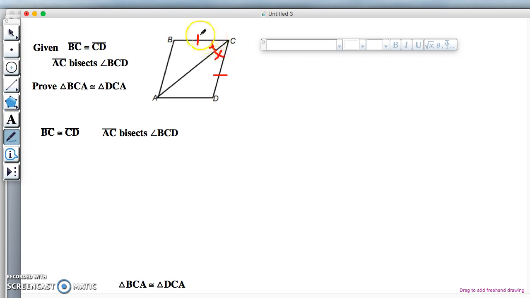Now, I only have 2 pieces of information. I need 3 to make the triangles congruent. So I notice that this side is common to both triangles. So I'll mark that up. And then mentally I'll think, okay, I have a side, an angle, side. So my method is going to be side, angle, side.